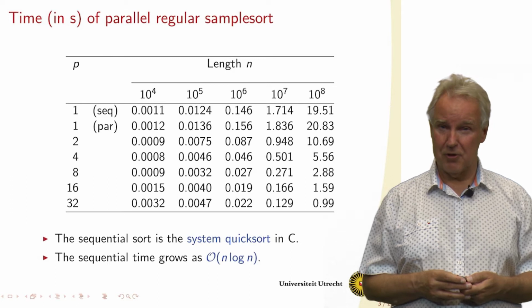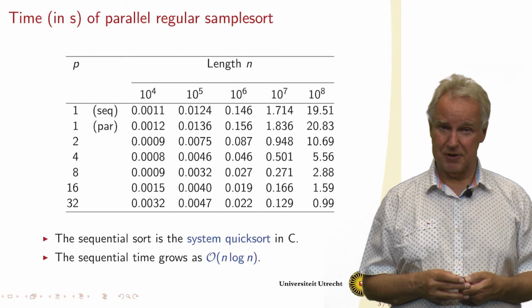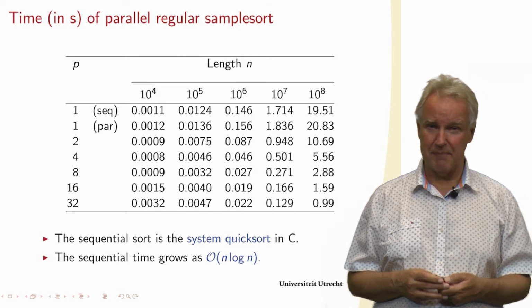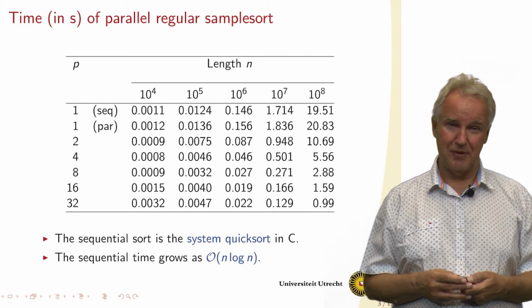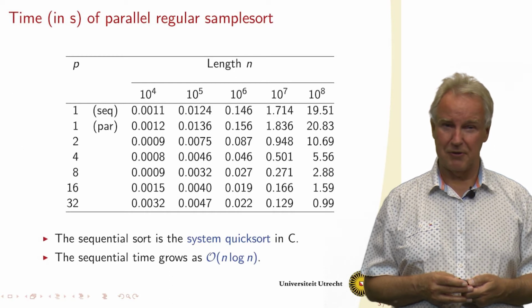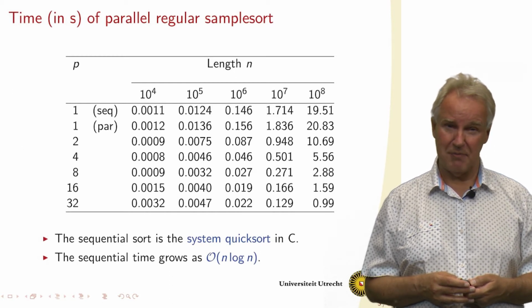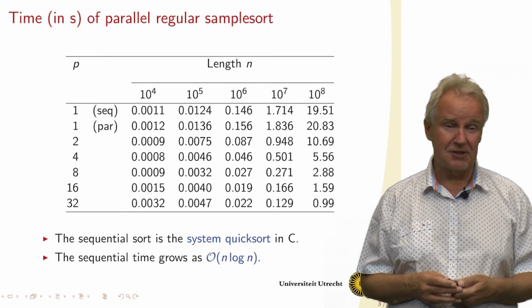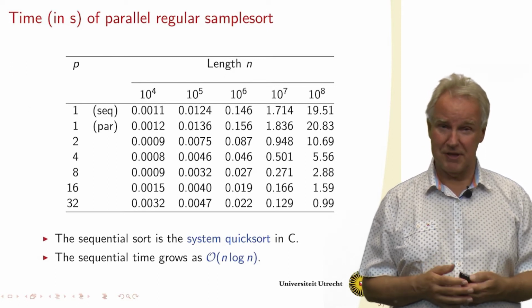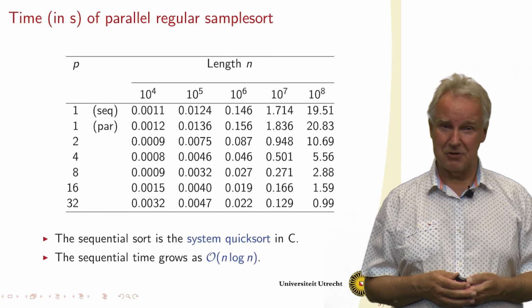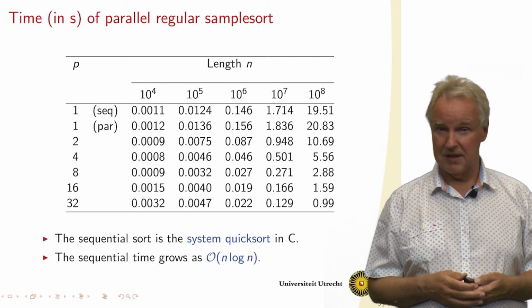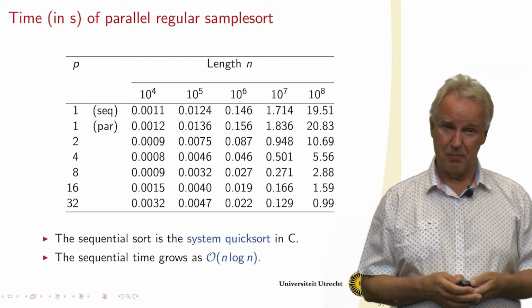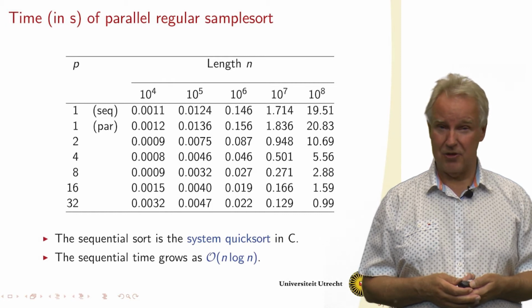On the other rows of the table, you see the time for parallel execution of my BSP sort program. On the first parallel row, you have the parallel program run on one processor. You see it takes slightly more time. For example, in the last column, at 20.8 instead of 19.5 seconds. That's parallel overhead that we have. But then it goes nicely down, and the largest array of 1,000,000,000 elements could be processed in less than a second on 32 processors.